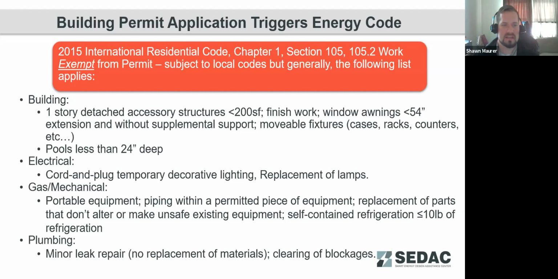So you can see here some examples of projects that would be exempt from a permit in general. Things like internal renovation work on cabinet fixtures, window awnings, minor projects, cosmetic things, minor electrical repairs and modifications. Generally, those kinds of projects will not require a permit, but it does vary from municipality to municipality. So check with your local building office to make sure whether a permit is required or not.